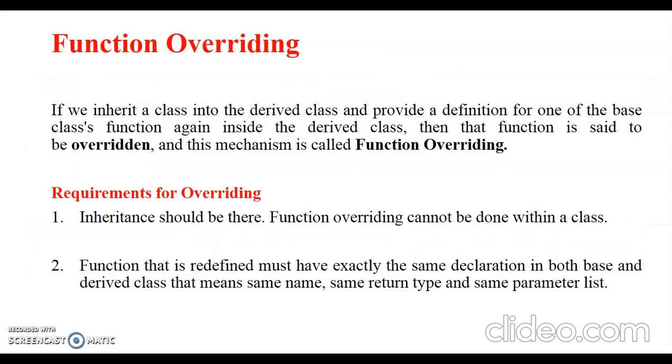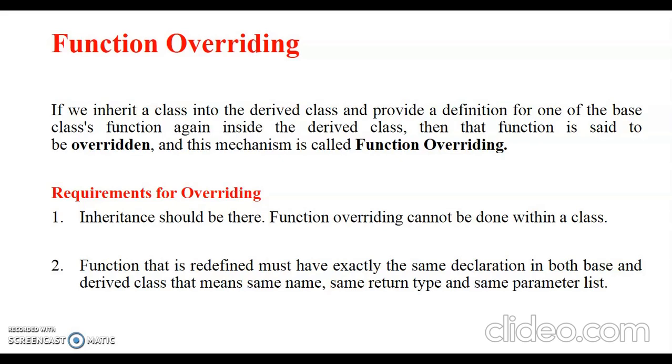Now, what is function overriding? If we inherit a class into a derived class, and we provide a definition for one of the base class functions again inside the derived class, meaning base class and derived class both have a function with the same name, same parameters, defined differently in the two classes, then that function is said to be overridden. That function is known as the overridden function, and the mechanism is called overriding.